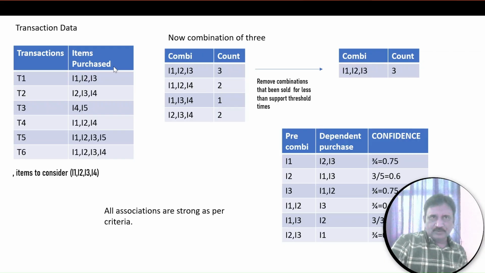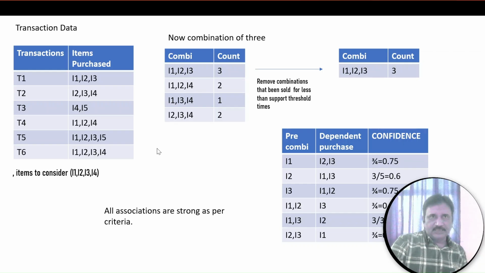Now, if I1, I2 are there, how many times is this happening? I1, I2 is in the first transaction, in the fifth transaction, in the sixth transaction. So 4 times I1, I2 is there. And after I1, I2 is purchased, what is the probability of I3 getting purchased? That is 1, 2, 3. Again, 3 by 4. 75% is the confidence that I3 will be purchased after I1, I2 is purchased.